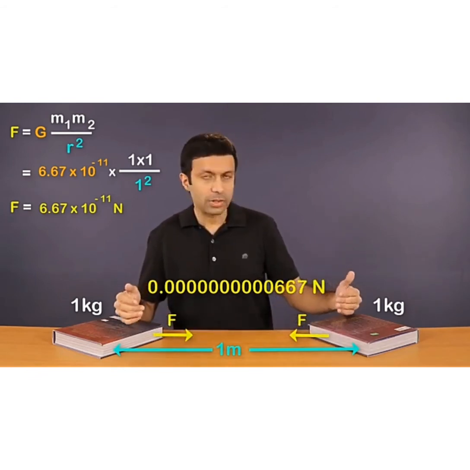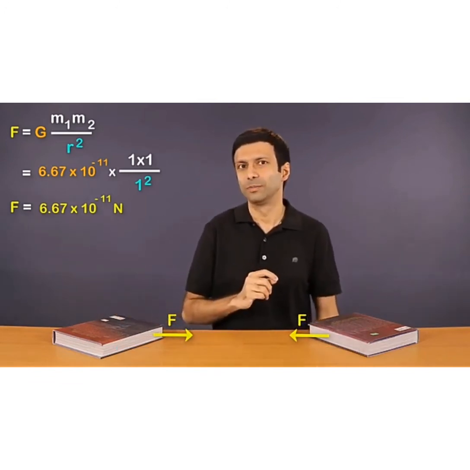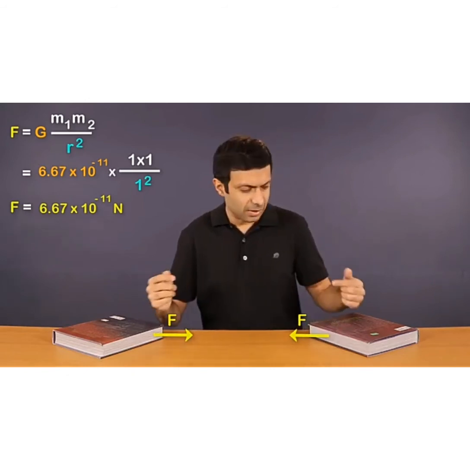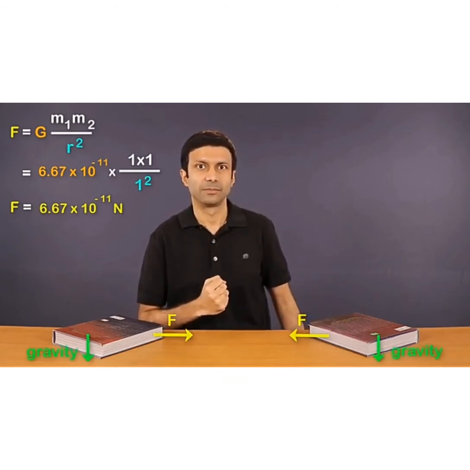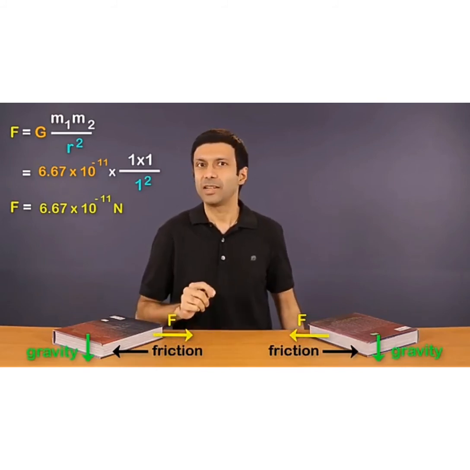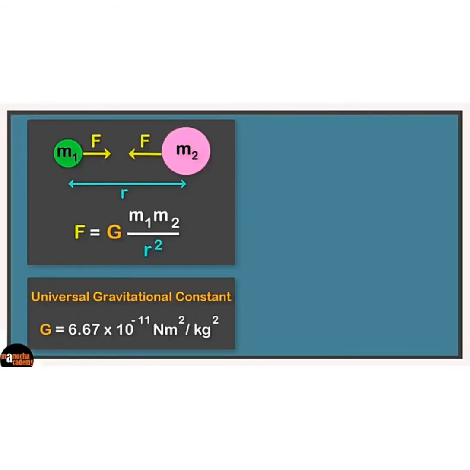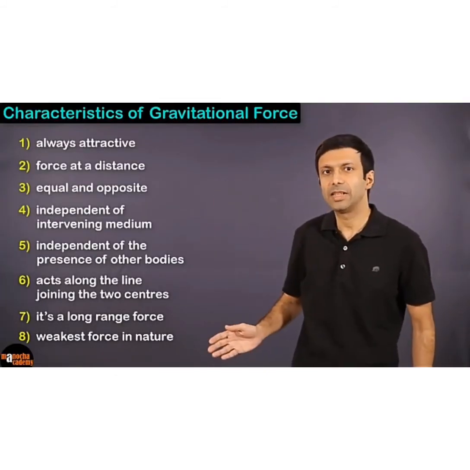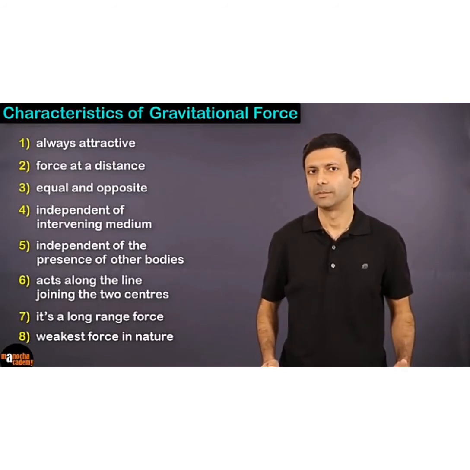Now, will these two books eventually move towards each other? The answer is no. And it's because this tiny force is overwhelmed by the force of gravity. And of course, there's friction of the table involved. In fact, gravitational force is the weakest force in nature. Let's place the concepts we have learned so far on our concept board. Here is a list of the characteristics of the gravitational force. Let's look at each one by one.